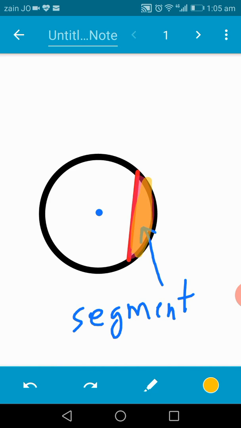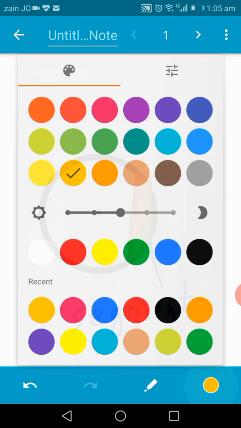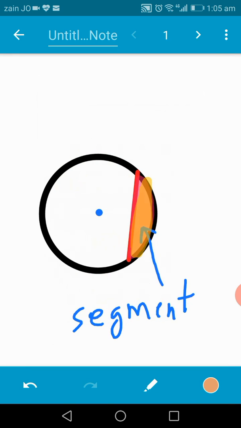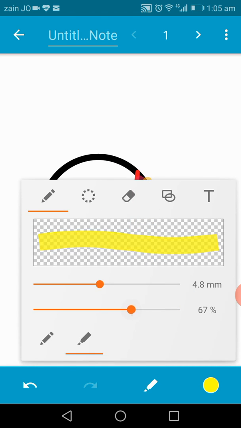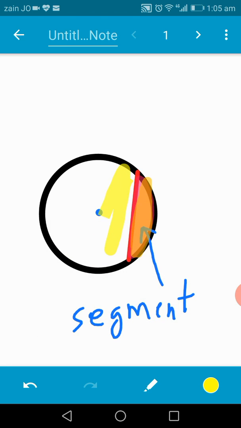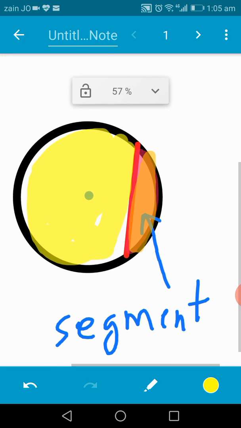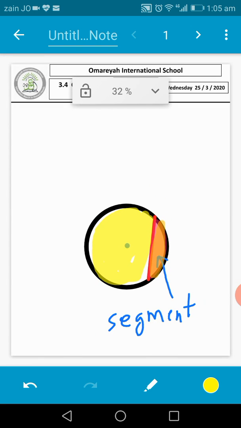This small area is called the minor segment, and at the same time if you take this one, this big segment, it is called the major segment. So the orange one is the minor segment and the yellow one is called the major segment. Now we know the difference between them. The small area is always called minor and the big one is called major.